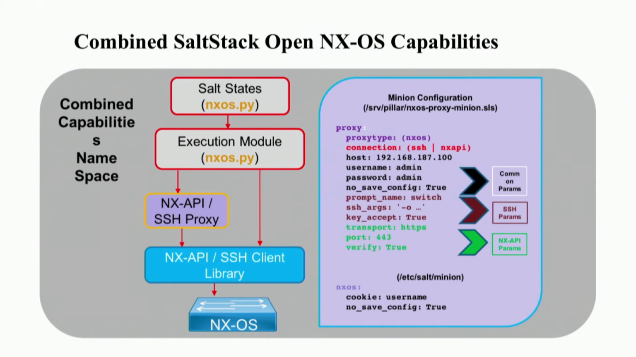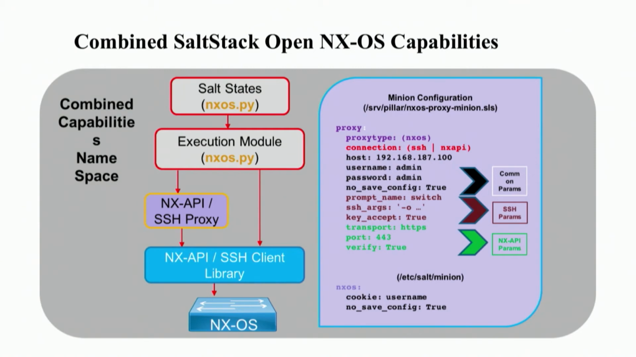So everything is in that common namespace. The proxy type is NXOS. There's an NXOS_API that was also used for NX API support. But all the functionality from that, all the functionality from the SSH namespace, has all been combined into one. So all the grains, all the execution modules, those are all available now over both proxy minion types.